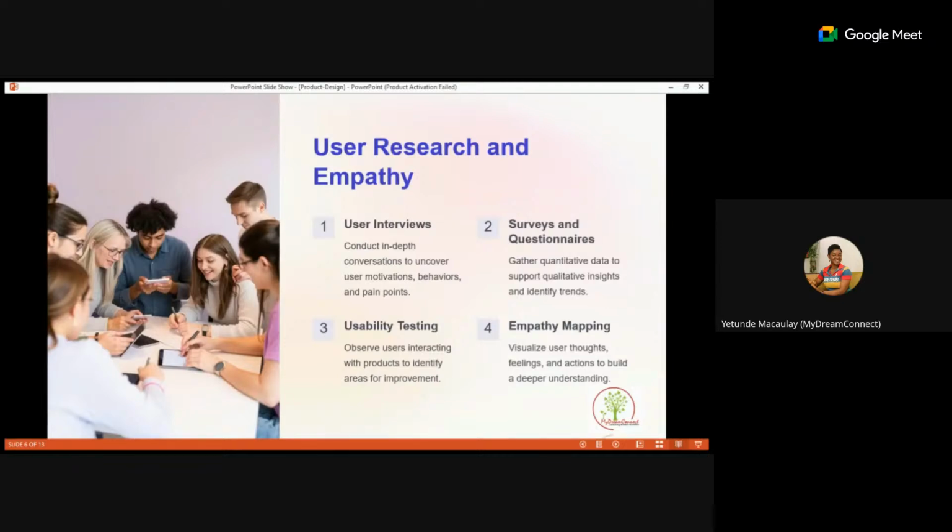So user interviews, we conduct in-depth conversations to uncover user motivations, behaviors, and pain points. Number 2 is surveys and questionnaires, to gather quantitative data to support qualitative insights and identify trends. Then you do usability testing, where you observe users interacting with products to identify areas for improvement. We'll get there. And then empathy mapping. We visualize users' thoughts, their feelings, and actions to build a deeper understanding.